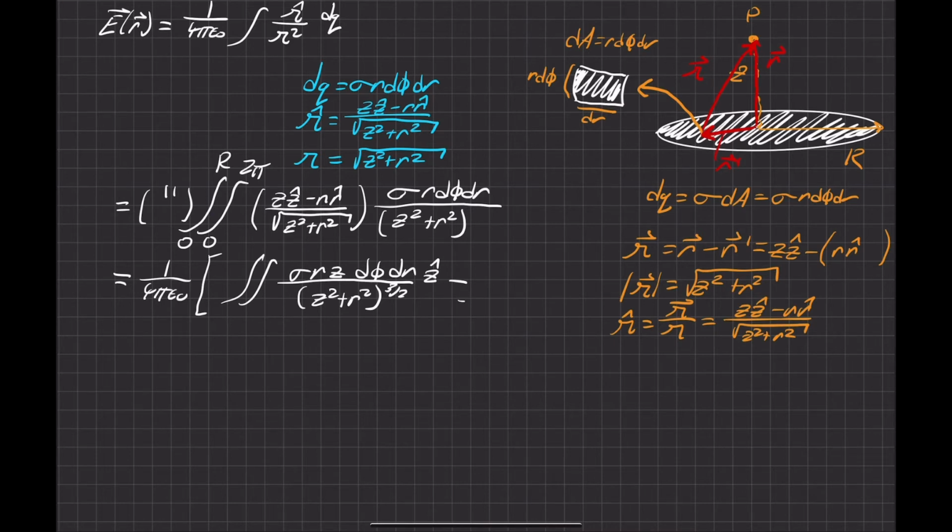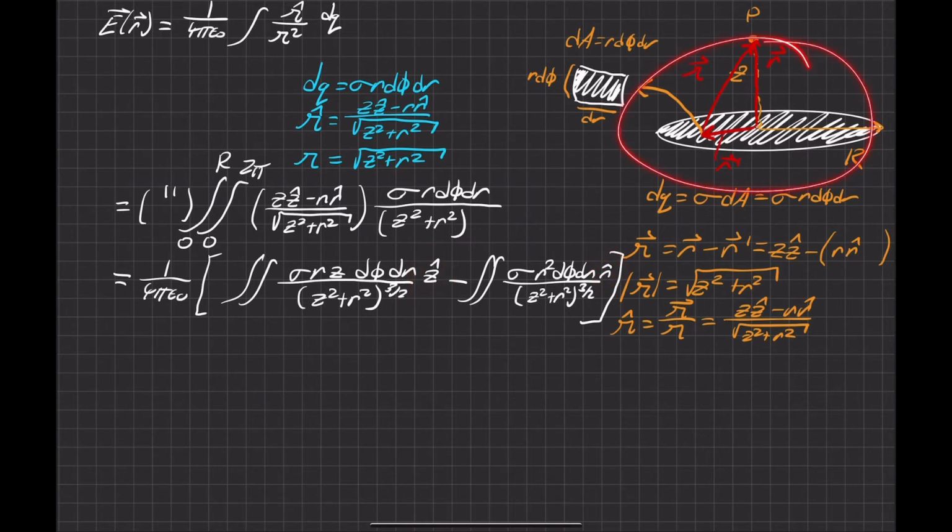Minus, and we have a whole other integral here with the sigma r squared this time. z squared plus r squared to the 3/2. And this one points in the r hat direction, getting a little crowded, but that's okay. So we have two components. We have a z hat and r hat. This is where a lot of the symmetry comes involved.